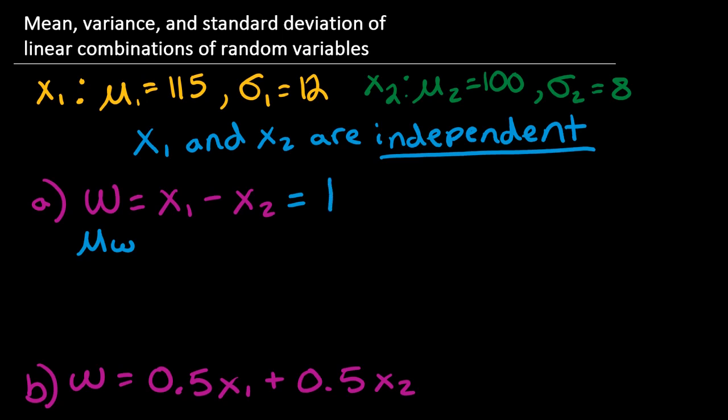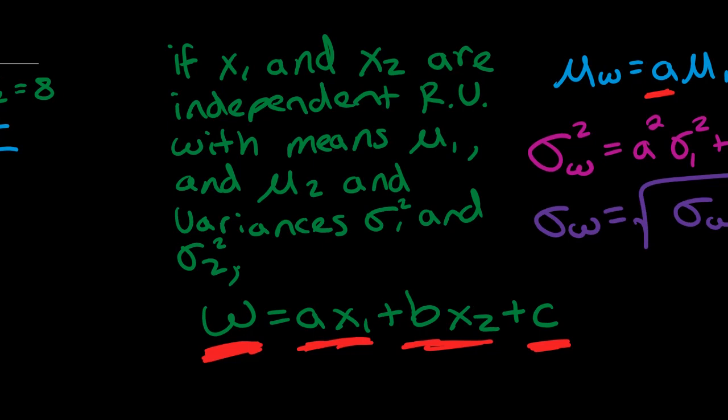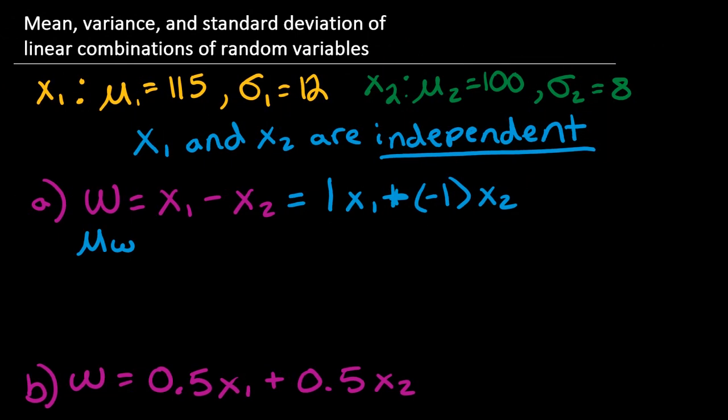This is the same thing as 1 times x1, right? 1 times x1 is just x1. Plus, say I would have a plus sign there, then I would need a minus 1 times x2. Why did I do that? Because over here, you'll notice I have a plus sign between my linear combinations. So if I were to change that to a plus sign, I would need it to be basically a minus sign, which is the same thing as plus negative 1 times x2. All right. Okay, so this is a and that is b. 1 is a and negative 1 is b.